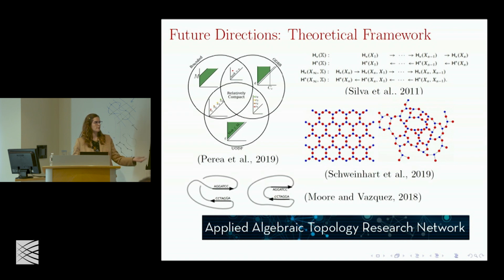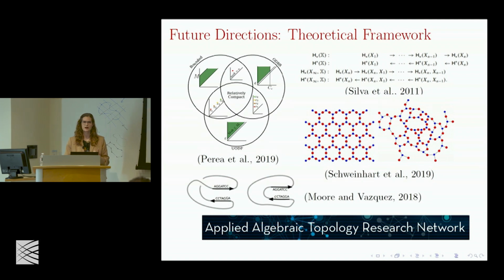If you want to learn more about the math side of things and what's happening, there is the Applied Algebraic Topology Research Network. They run a seminar every other Wednesday online at 2 p.m., except when they have someone, say, from Australia, like Kate Turner, then it's at 5 p.m. Normally they're online, and they're really good talks.